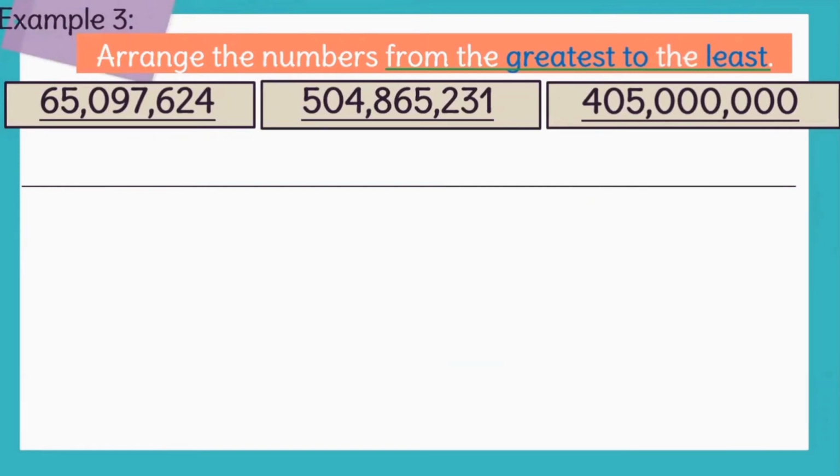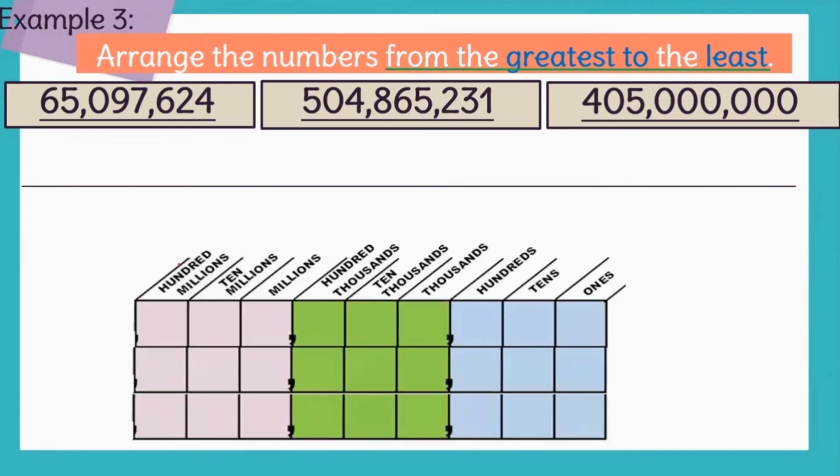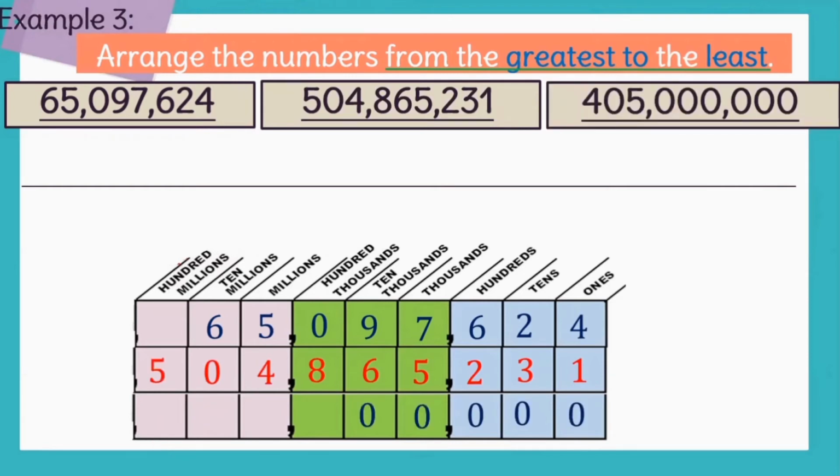Example number 3, arrange the numbers from the greatest to the least. Again, from the greatest to the least. So we have here the three numbers. So let's place all the digits in their proper places for the first number, for the second number, for the third number. As we can observe, the first number has 8 digits: 1, 2, 3, 4, 5, 6, 7, 8. The second number has 9 digits as well as the third number.